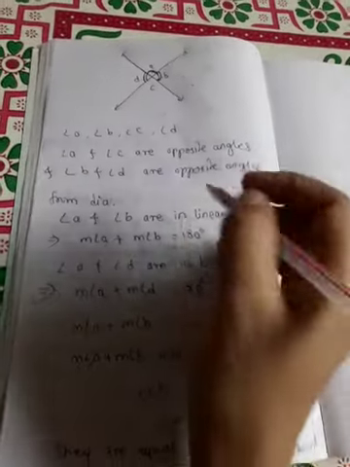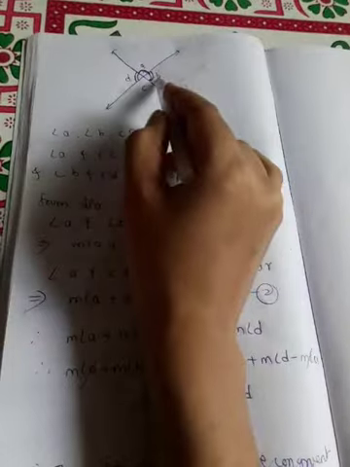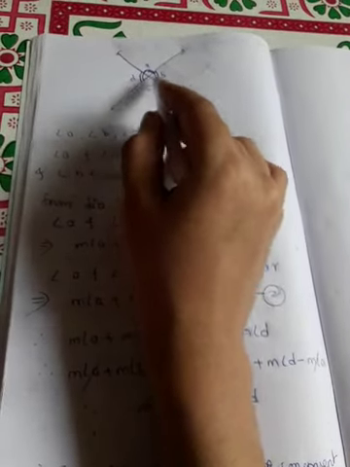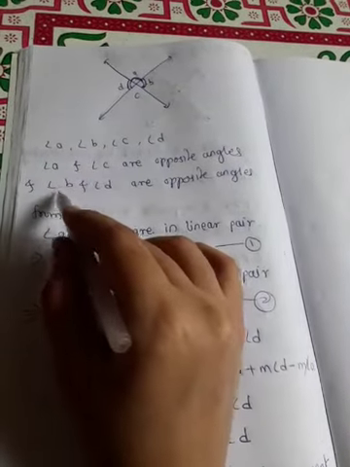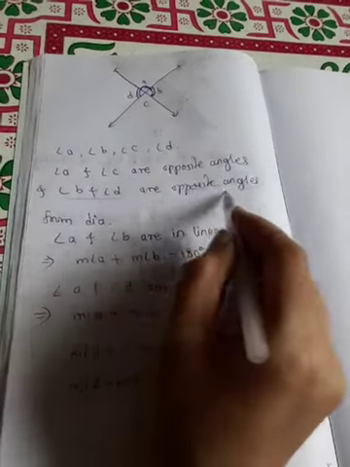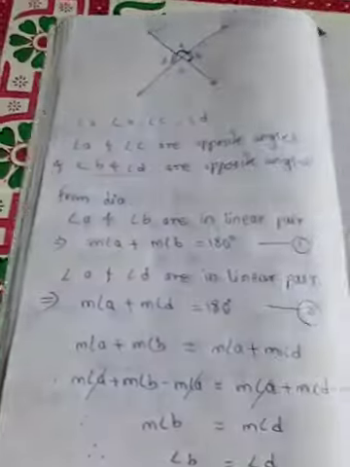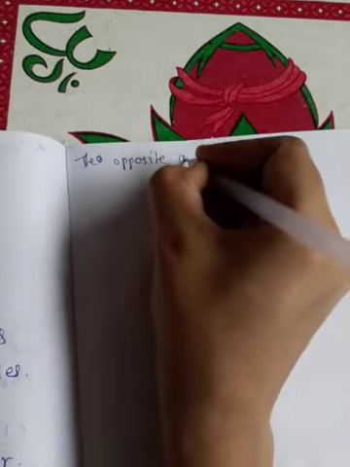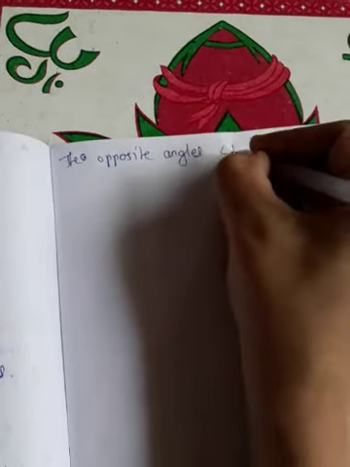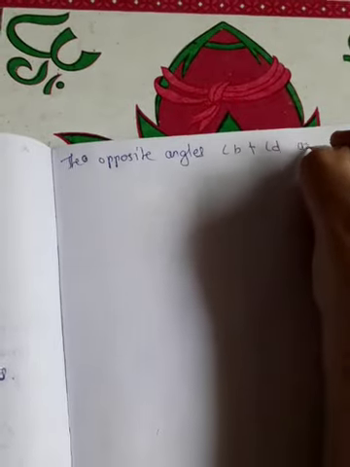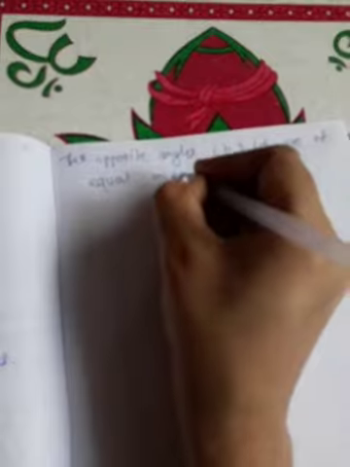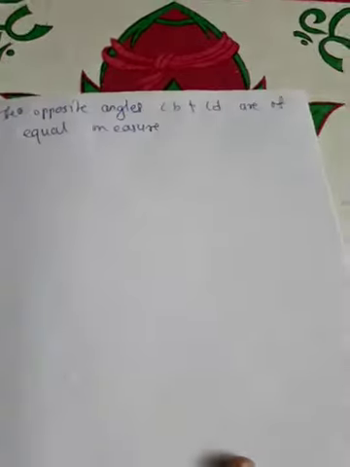Okay, so what information have we got? Angle B and angle D are of equal measure, or angle B and angle D are congruent. And we have one more piece of information: angle B and angle D are opposite angles. So we got the information that the opposite angles, angle B and angle D, are of equal measure.